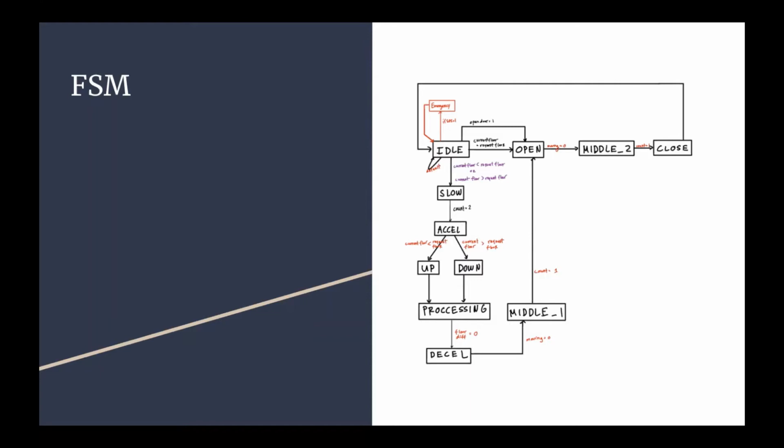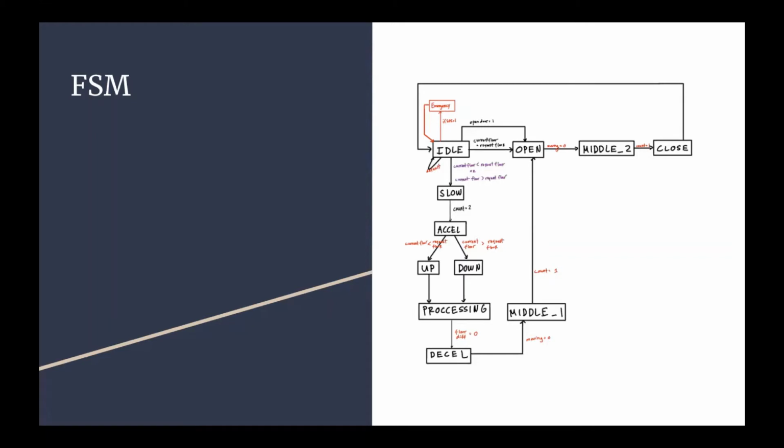When the request is called in this case, the elevator will move slowly up or down depending on whether or not the current floor is greater than or less than the requested floor. At this time, the count variable, which counts down on a timer, is assigned the number 2. The elevator will then accelerate in the desired direction and move into the processing state until the floor difference reaches 0. After, the elevator decelerates, and when the elevator stops moving, it goes into a middle state until the count variable is counted down to 1 from the timer.